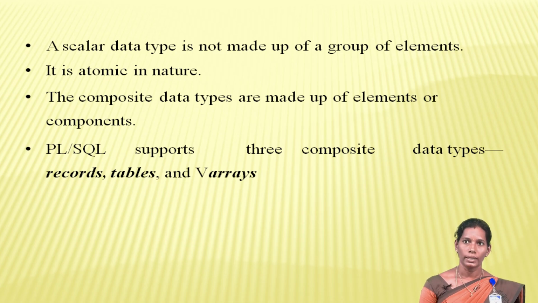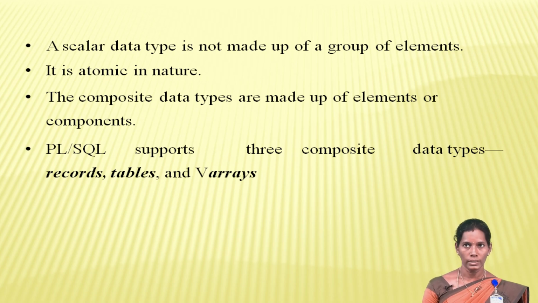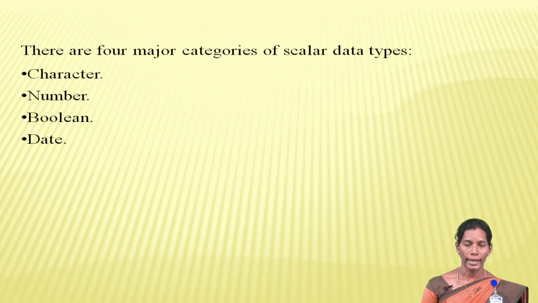The composite data types are made up of elements or components. PL/SQL supports three composite data types, namely records, tables, and VARRAYs. There are four major categories for scalar data types. The first one is character, second one is number, third one is boolean, and fourth one is date.